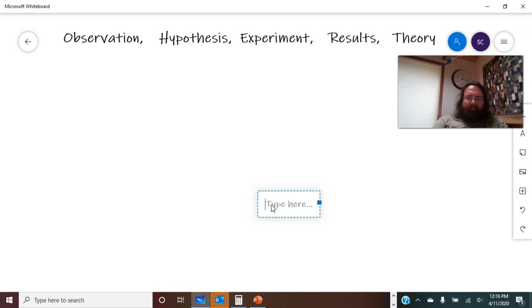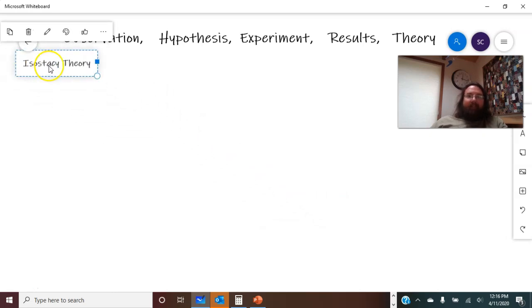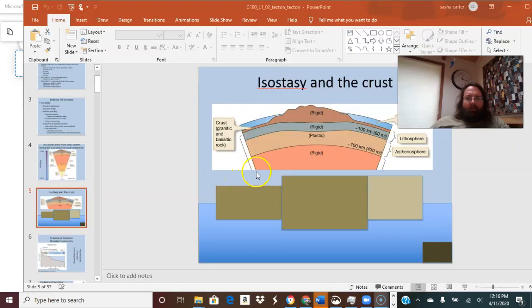So remember that observations, I also like to include with observations, previous work. And one of the foundations for previous work, a very well-documented phenomenon, is the theory of isostasy. You may wonder why I'm putting isostasy theory in observations, even though it's a theory. The idea of isostasy is a beautiful one.